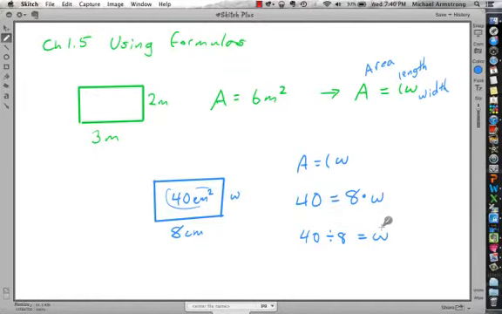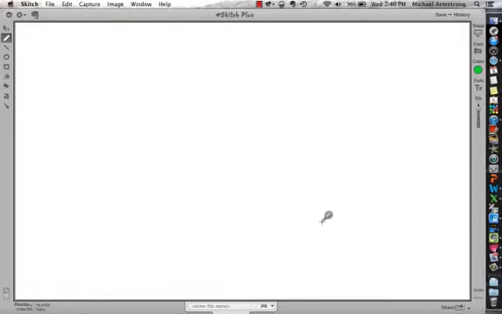40 divided by 8 equals W. So then you just do 40 divided by 8, and that's 5. So 5 equals width, which means that the width equals 5 centimeters, because 8 times 5 is 40. So if you have 2 out of 3, you can find what that third one is. And that's kind of how algebra works. Anytime there's a letter missing, if you know all the other information, you can solve for it. Okay, so that's basically what you do with a formula.